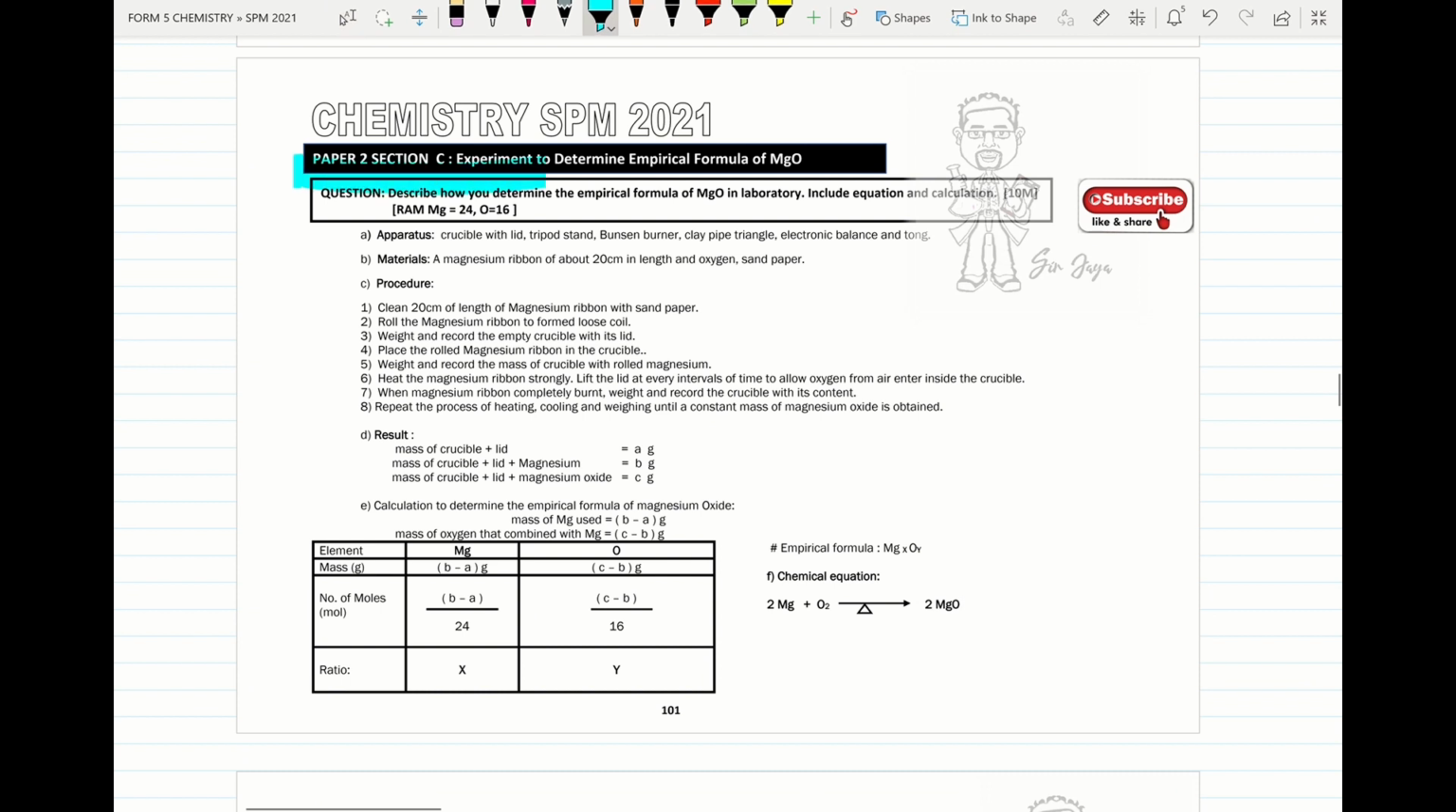All right, to determine the empirical formula of magnesium oxide, please remember magnesium reacts with oxygen, so we will get magnesium oxide. Balance the equation, so magnesium 2, magnesium 2. So how do we determine the empirical formula of magnesium oxide? Describe how to determine the empirical formula of magnesium oxide in the laboratory. Include chemical equation and also calculation.